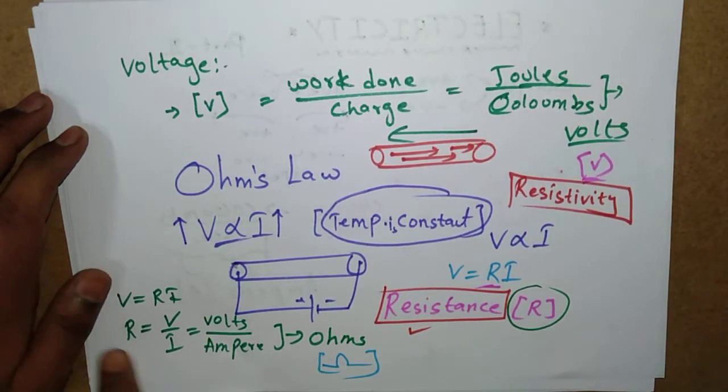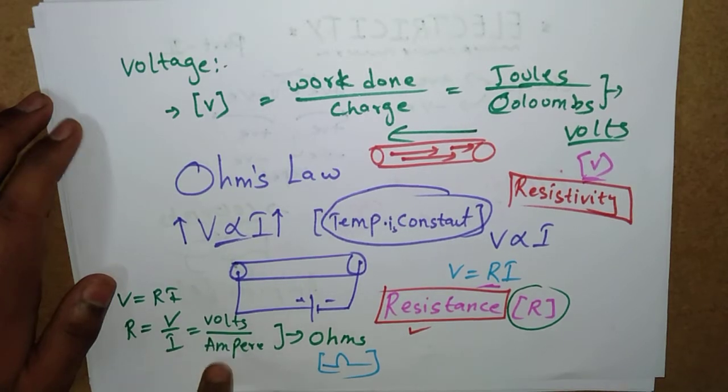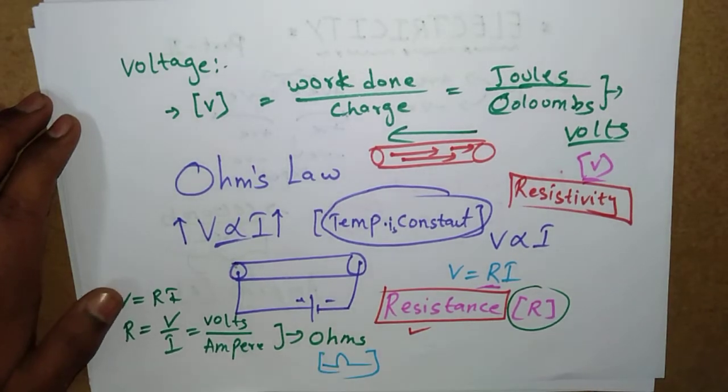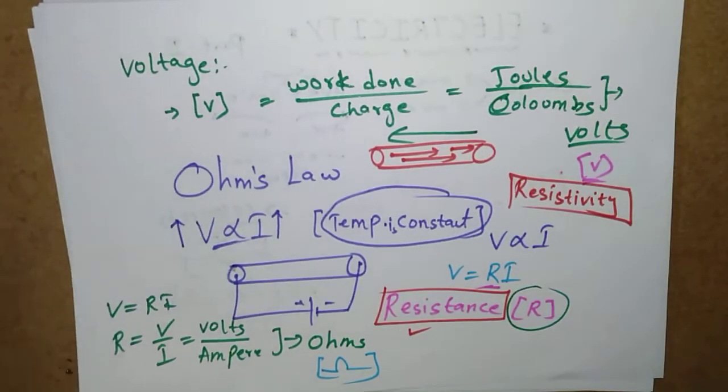So I want the unit for resistance, so R is equals to V by I. V is voltage having the unit volt, and current is having the unit ampere. Then volts per ampere is called ohms, and ohms is the unit for resistance. Whenever you are going to express some magnitude for resistance, you will express 5 ohms, 10 ohms, or 6 ohms, whatever the magnitude may be. So now resistance depends upon something.